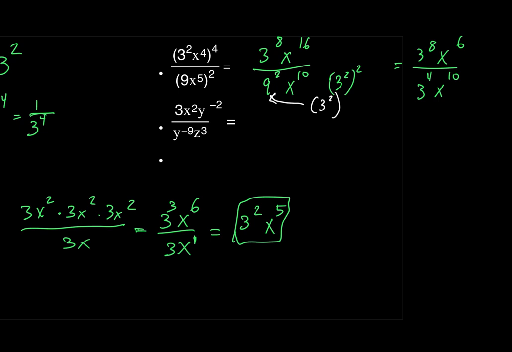And then I can simplify faster. That will be 3 to the 4th in the numerator, and x to the... oh, 16, that's a 16. Never mind. 16 minus 10 is a positive 6, so it's x to the 6th.